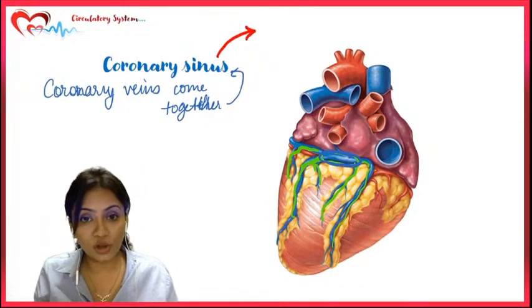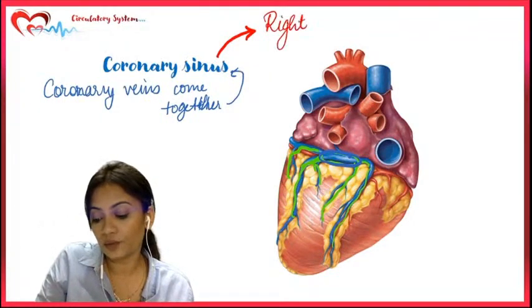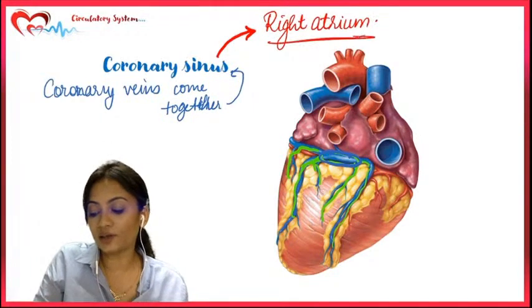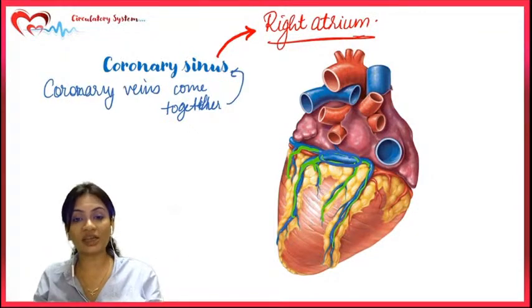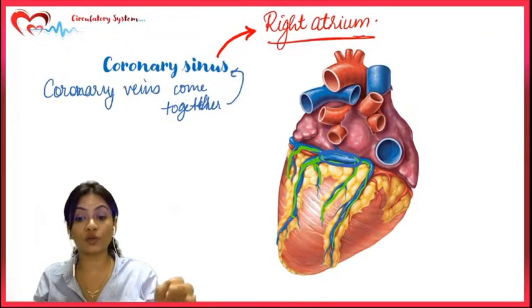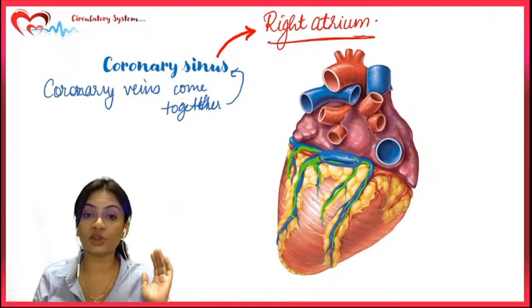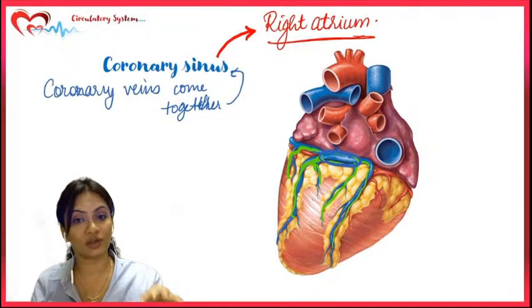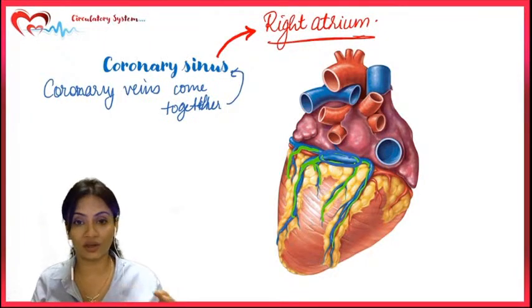Which chamber will it go into? It will enter into the right atrium, because in the right atrium, the deoxygenated blood of the whole body enters into that region. Okay, so we're done with the two grooves, we're done with the coronary arteries, the coronary veins, and we are also done with the coronary sinus.